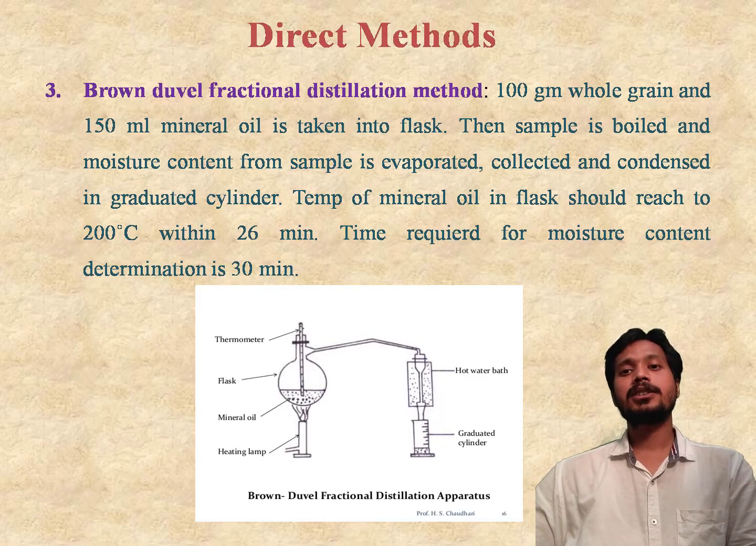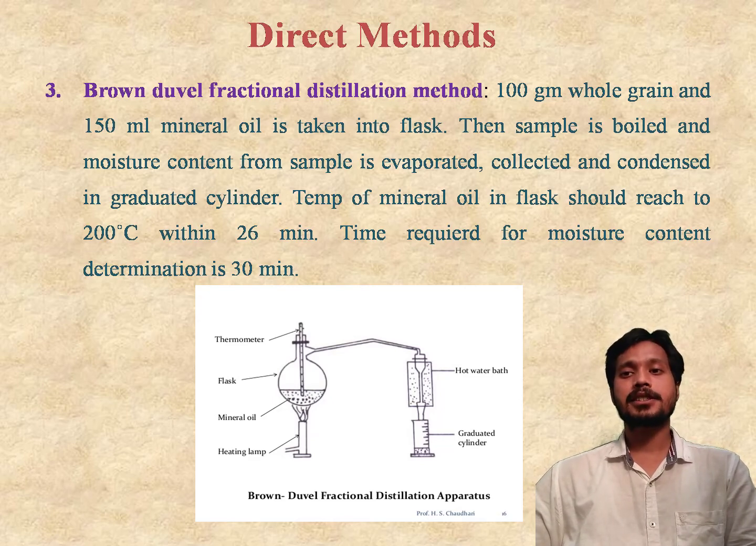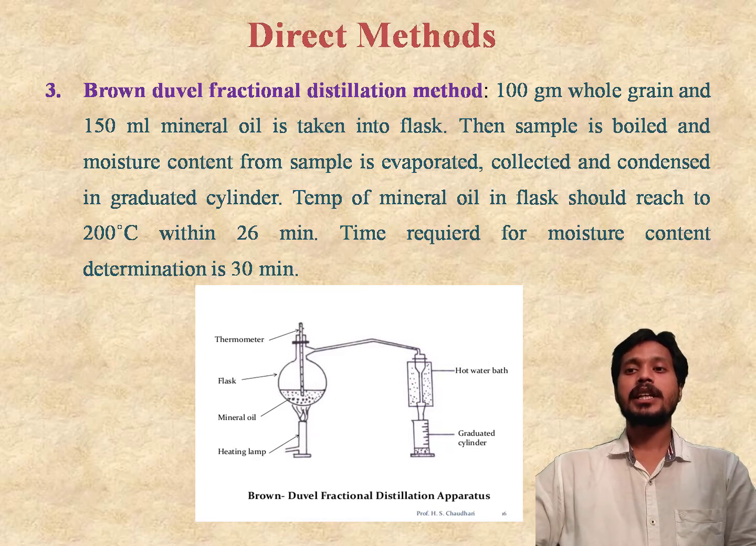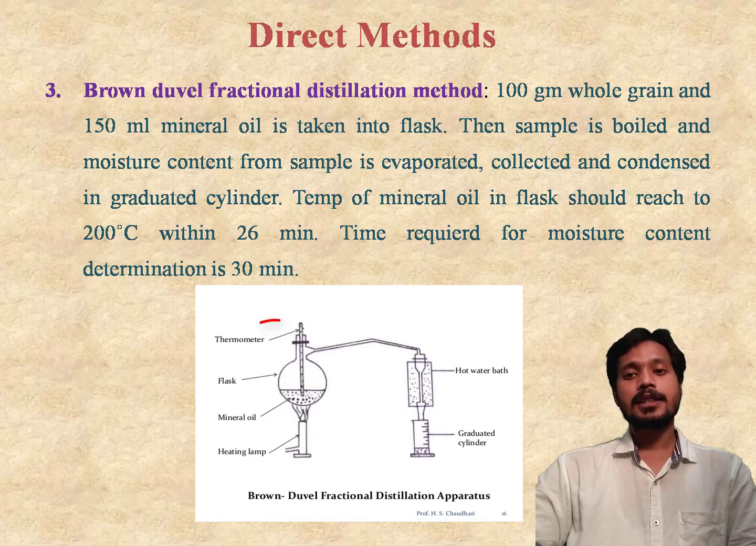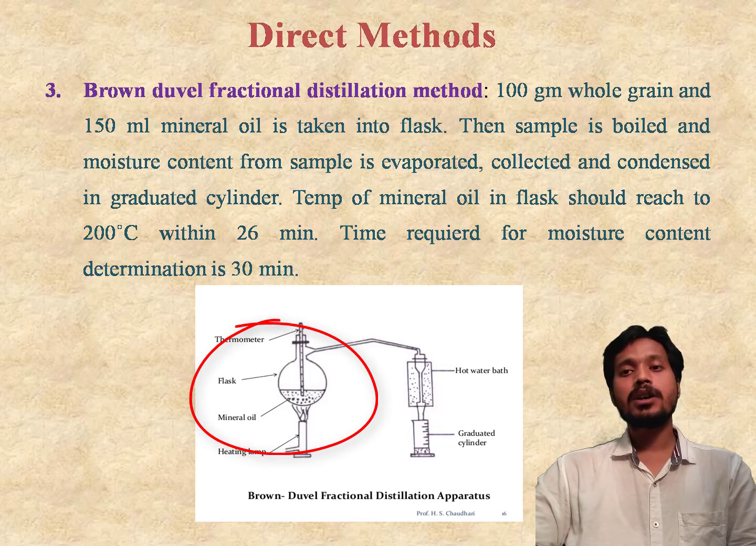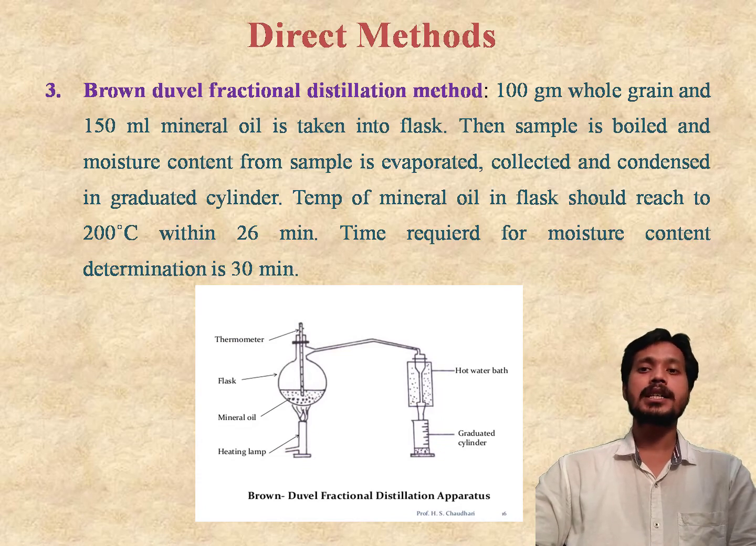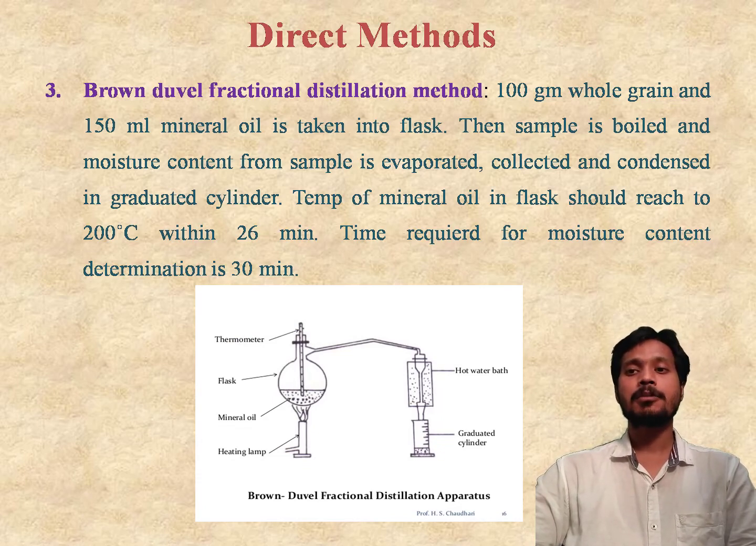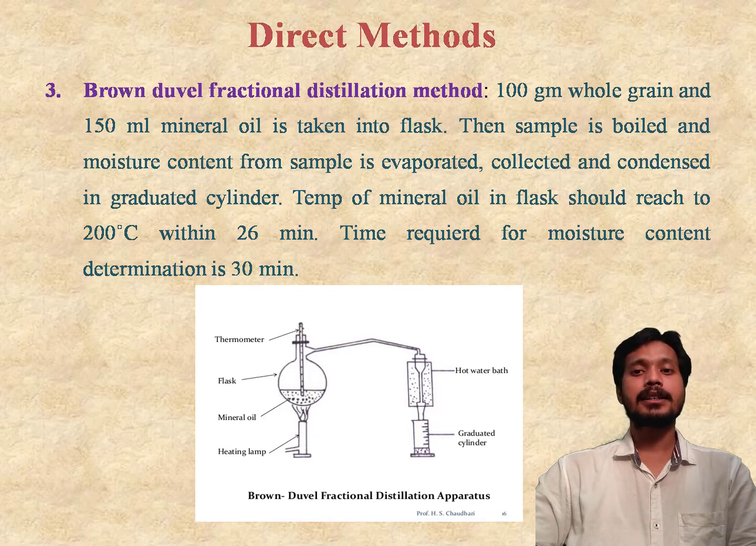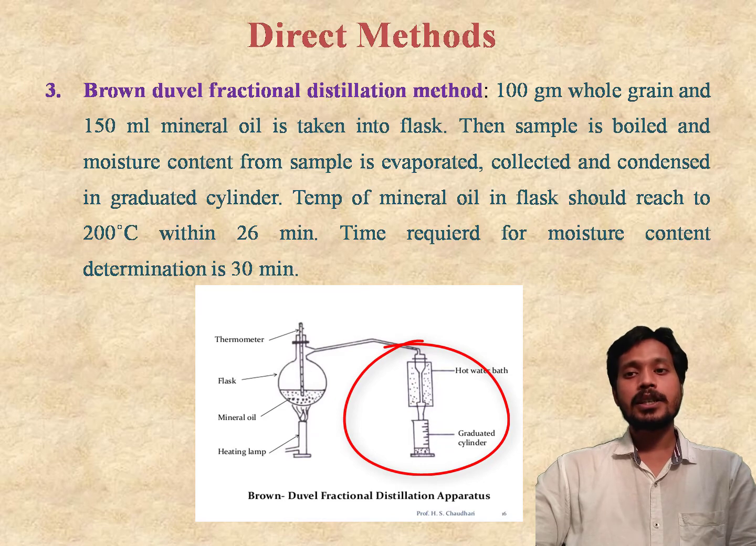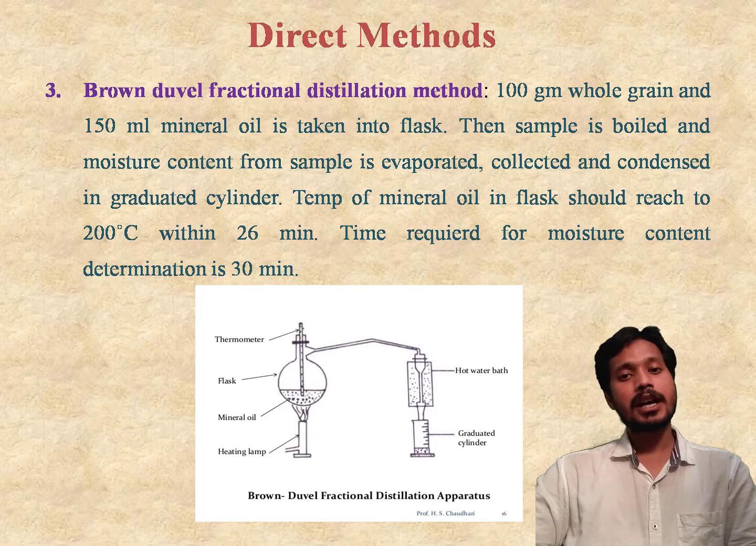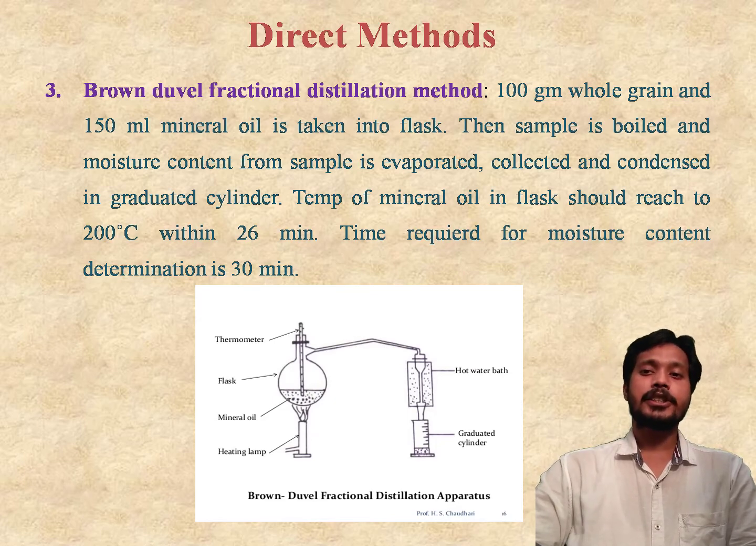Now another direct method is there, the Brown-Duvel fractional distillation method. In Brown-Duvel fractional distillation method, we take 100 grams of whole grain and 150 ml of mineral oil. This content we take into a flask, and this sample is boiled, and then moisture content from the sample is evaporated, and then it is collected and condensed in a graduated cylinder. In that graduated cylinder we have a mark. With the help of this mark we can calculate the percent of moisture.